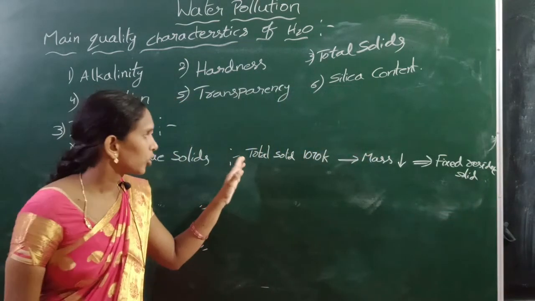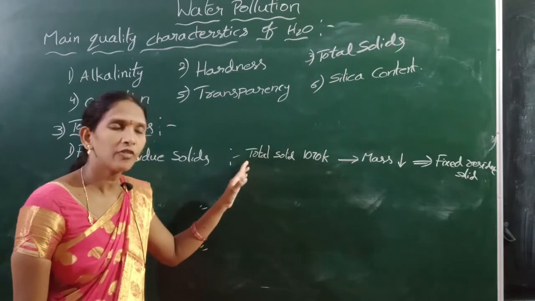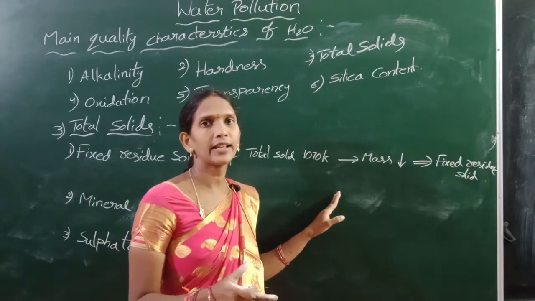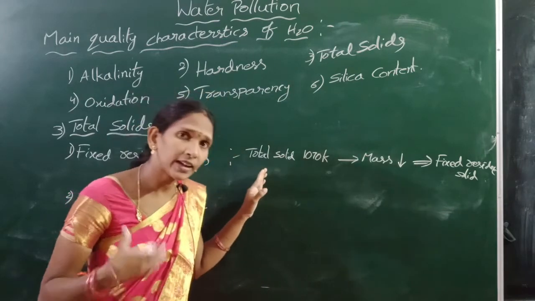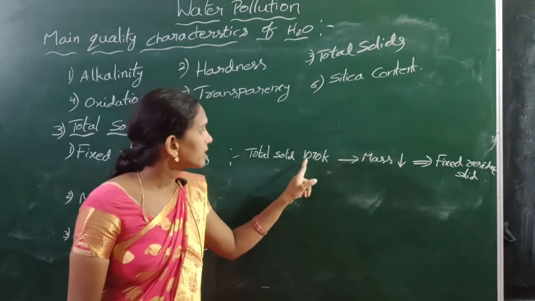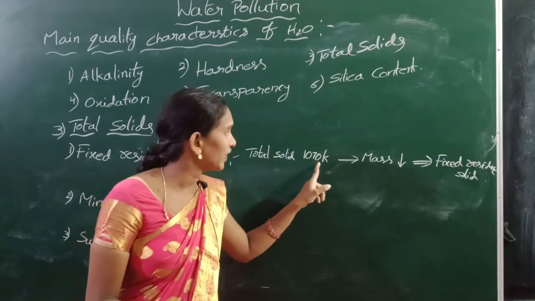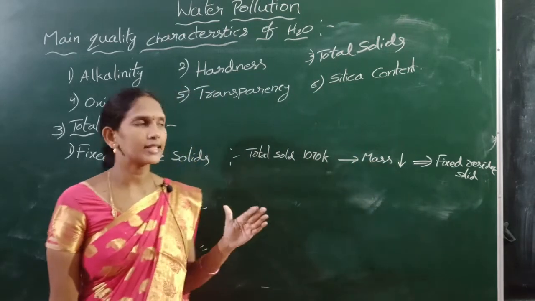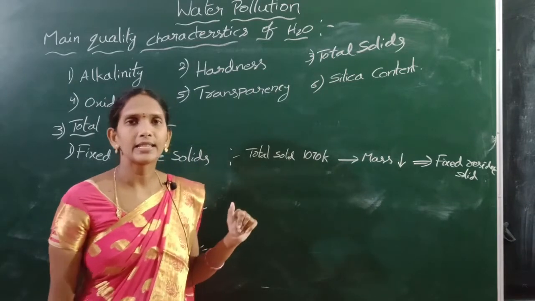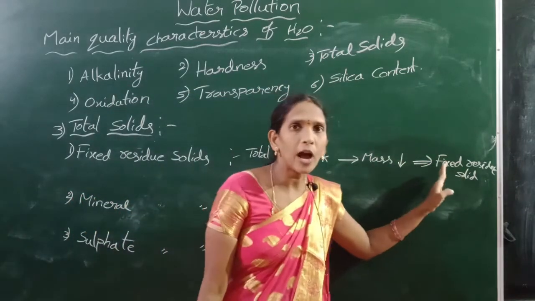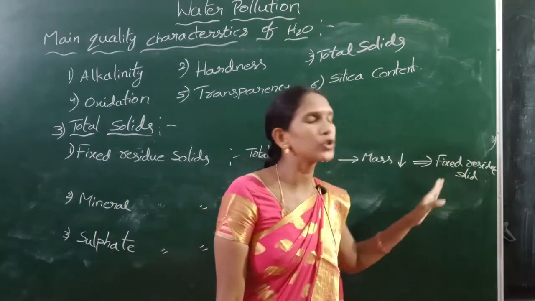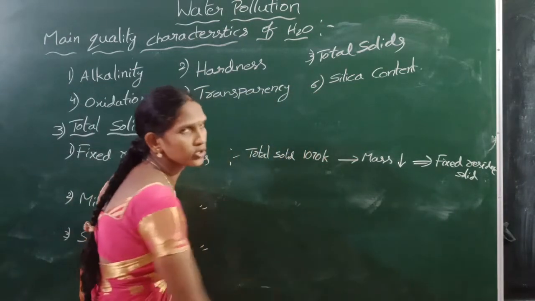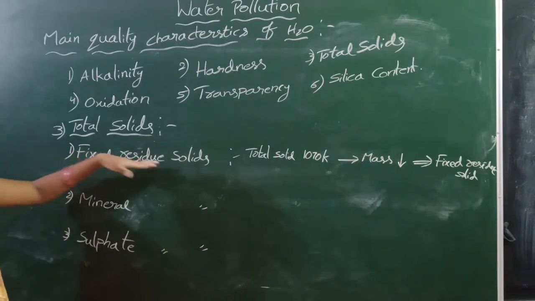The total content of solids present in the natural water is determined several times at 1070 kelvins. The mass can be decreased, as a result of which fixed residue solids are formed. These are the fixed residue solids.